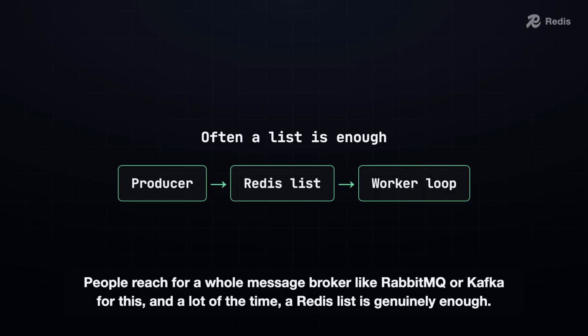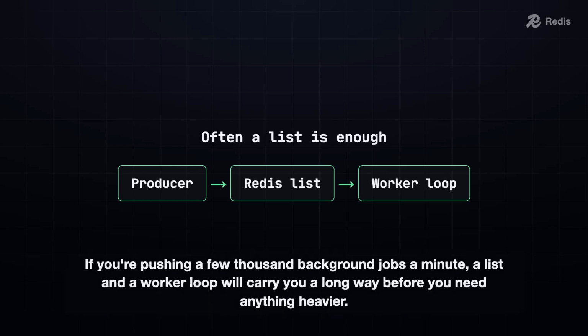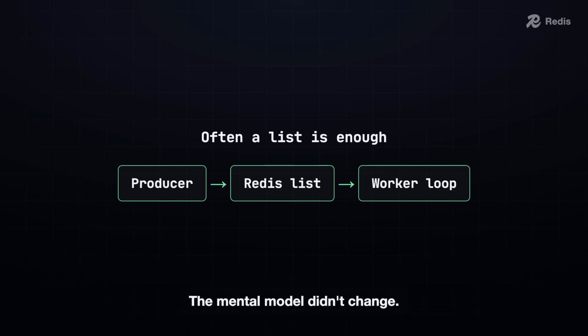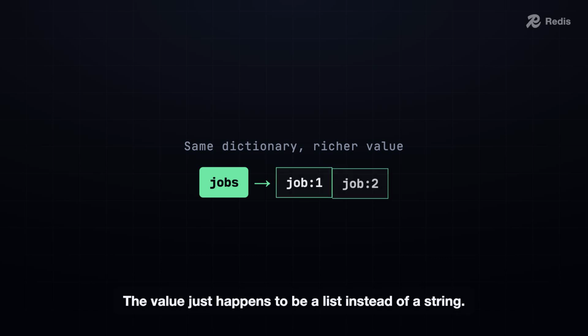People reach for a whole message broker like RabbitMQ or Kafka for this, and a lot of the time, a Redis list is genuinely enough. If you're pushing a few thousand background jobs a minute, a list and a worker loop will carry you a long way before you need anything heavier. The mental model didn't change. It's still a key pointing at a value. The value just happens to be a list instead of a string.